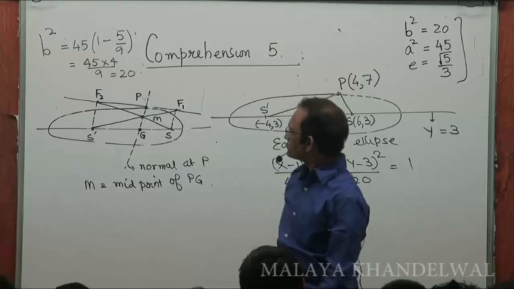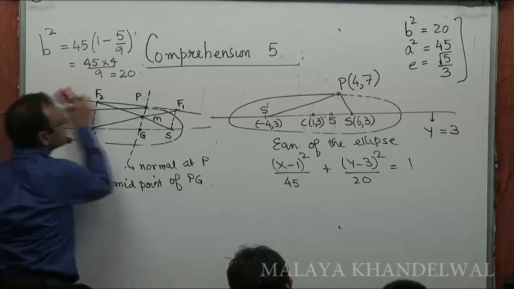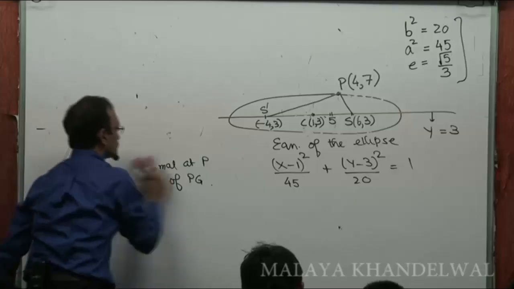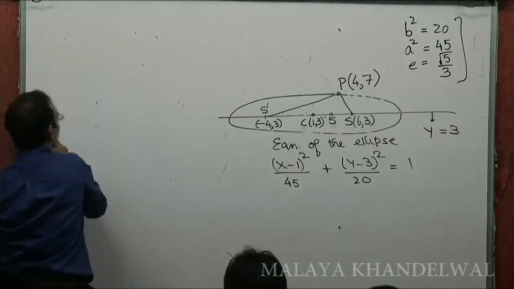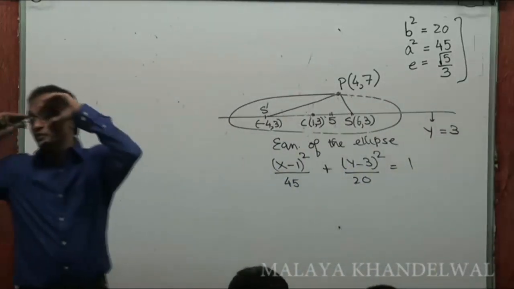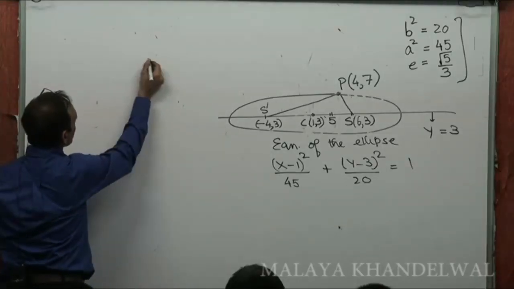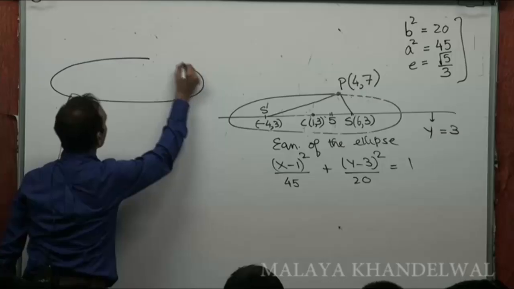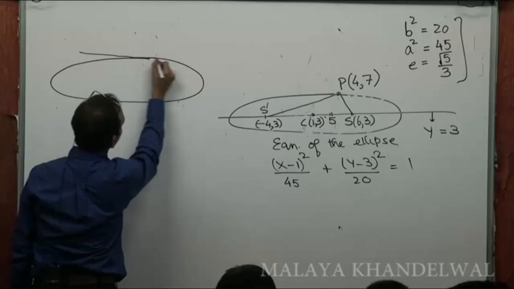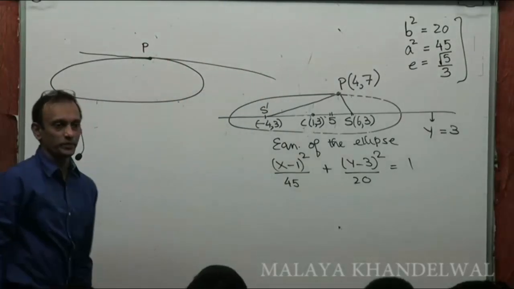Let's see. Can I remove this for a while? And henceforth, recall this property. It will come useful once in a while. See, this is the ellipse. This is the tangent drawn at a certain point P of the ellipse.